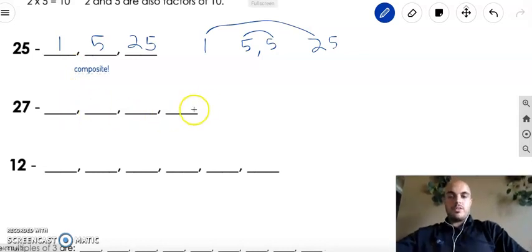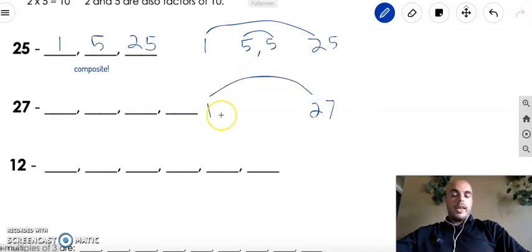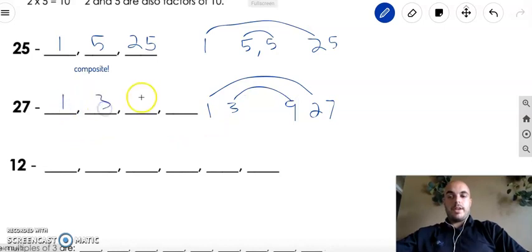Let's look at 27. So we have 1 and 27. I know I can't multiply 2 by anything to get 27 because 27 is odd, but 3 can go into 27 and it goes into it 9 times. Like so. So what are my factors of 27? 1, 3, 9, and 27. And this is a composite number.